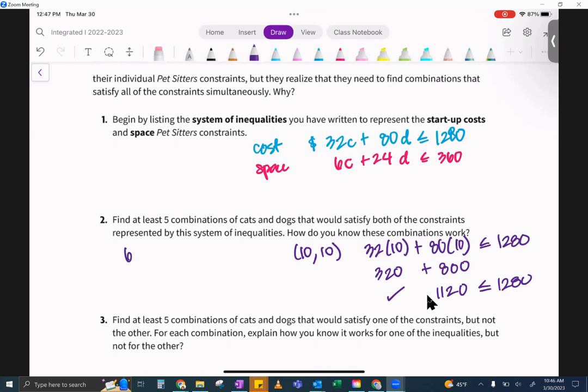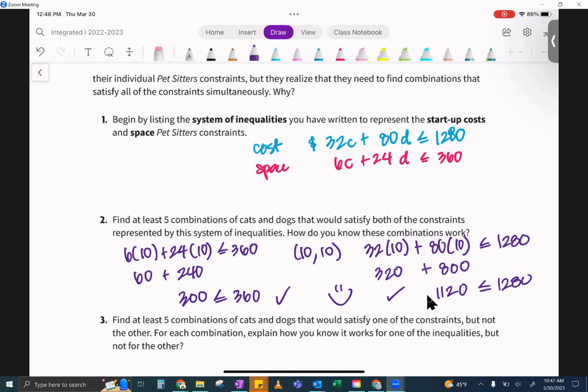I'm going to check if it works for the space side. So 6 times 10 plus 24 times 10. Is that less than 360? So that's 60 plus 240. That's 300, which is definitely less than 360. So we're good here. So Miss Johnson, she's happy. She's happy because she found 1 point.